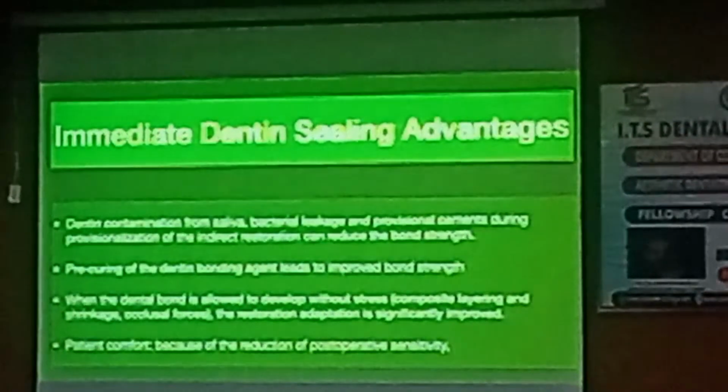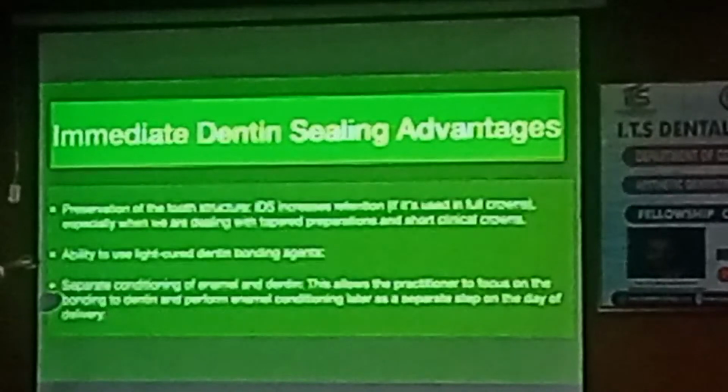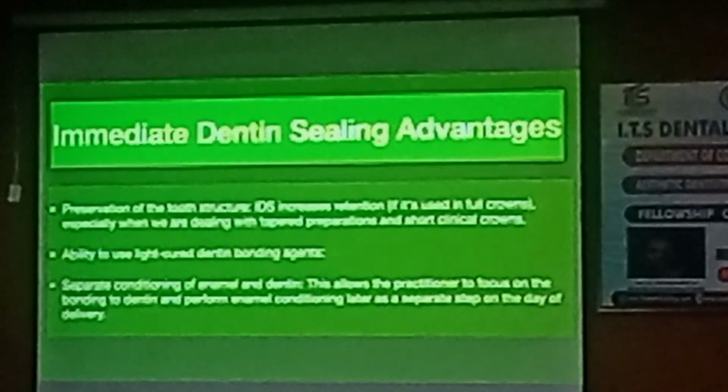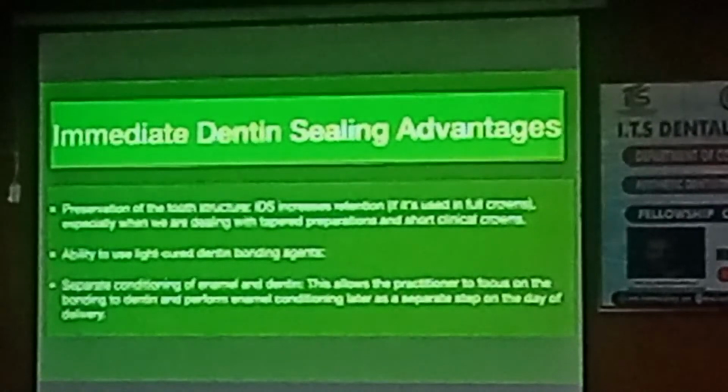The pre-curing of the dentine bonding agent again improves your bond strength. When the dental bond is allowed to develop without stress, that is, without composite layering, shrinkage and occlusal forces, the restoration adaptation is significantly improved, and so is patient comfort, because of the reduction of post-operative sensitivity, right? Again, this also increases retention if it is used in a full crown, especially when we are dealing with tapered preparations. Its ability to use a light-cured dentine bonding agent and separate conditioning of enamel allows the practitioner to focus on the bonding to dentine separately and enamel separately.